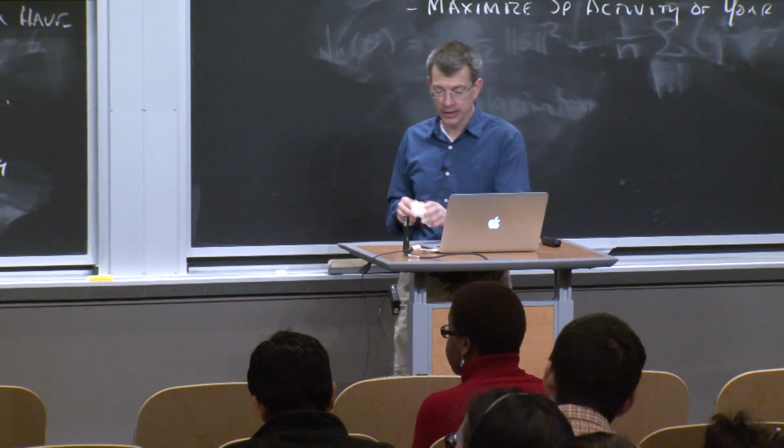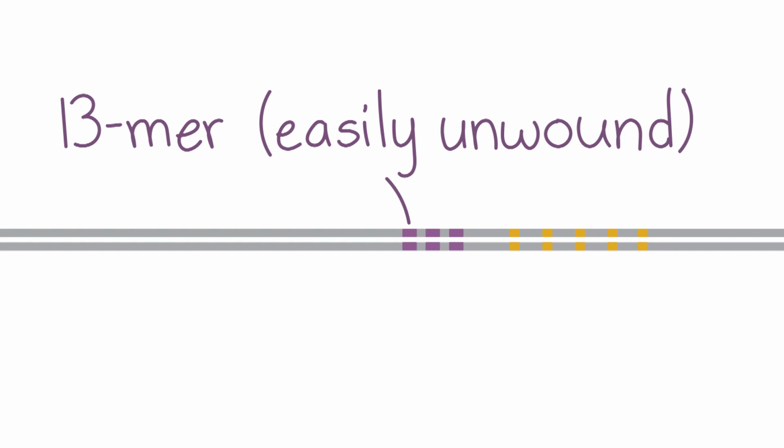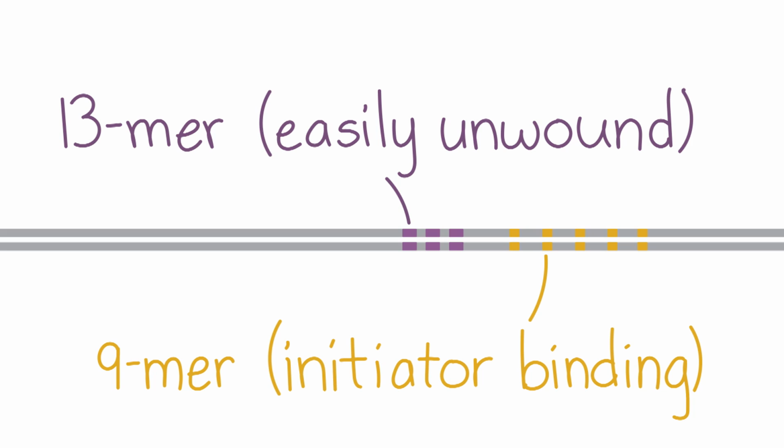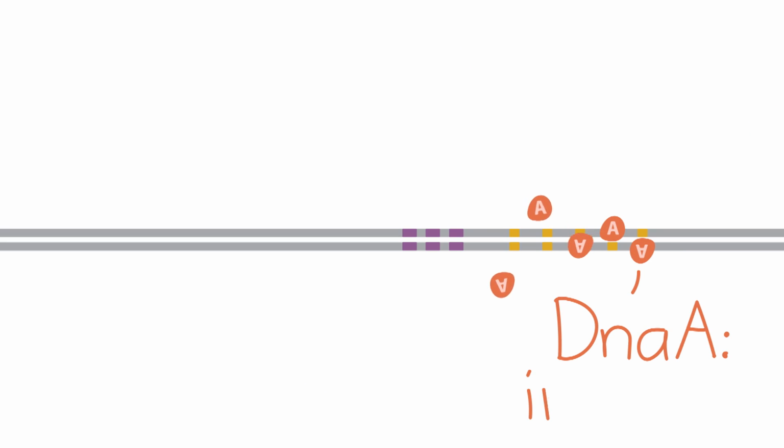at the E. coli origin of replication. So I've already told you that the E. coli origin has these two sequences, the 13-mer and the 9-mer. And the 9-mers are what are recognized by the initiator protein. And not surprisingly, given its name, the initiator protein is the first protein to act at an origin of replication. Okay? It binds the 9-mer sequences here.